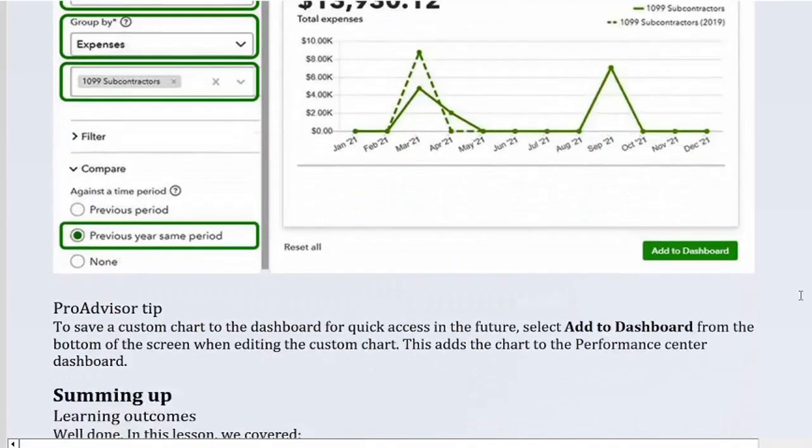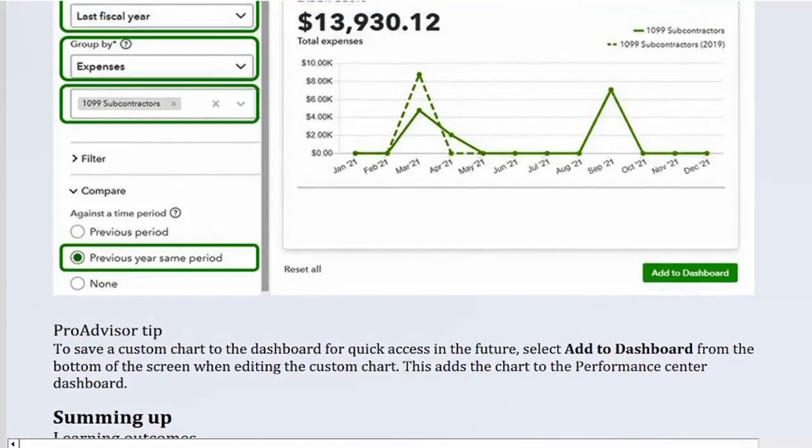Pro Advisor Tip. To save a custom chart to the dashboard for quick access in the future, select Add to Dashboard from the bottom of the screen when editing the custom chart. This adds the chart to the Performance Center dashboard.